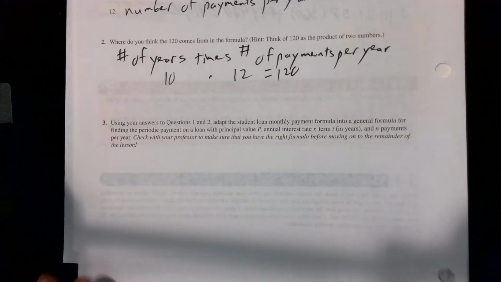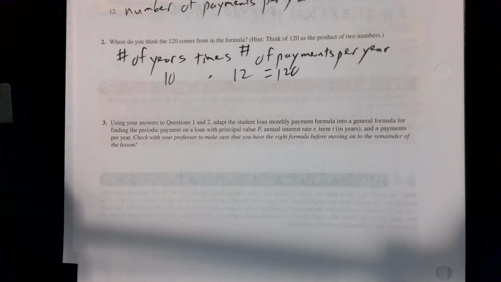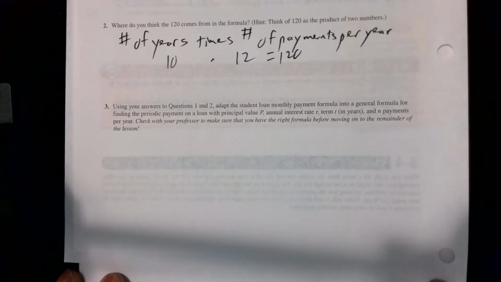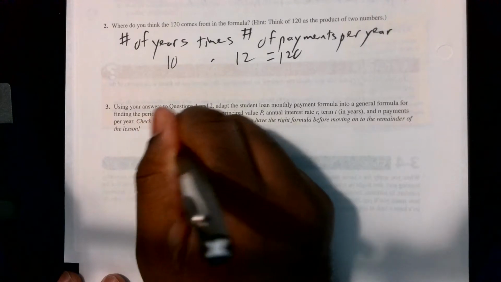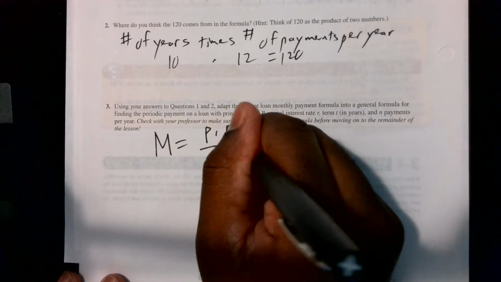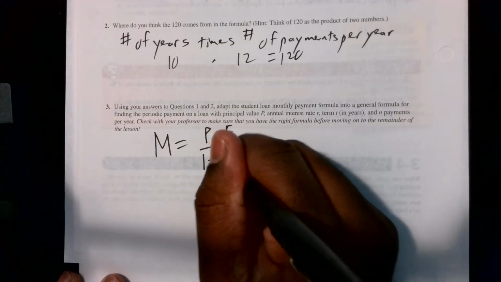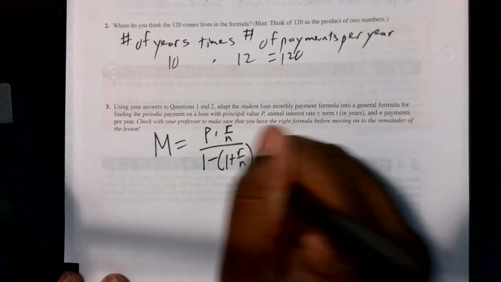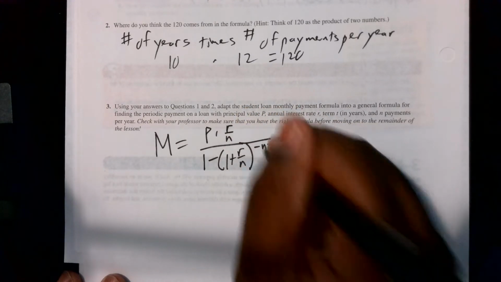Okay, now number 3. Using your answer to questions 1 and 2, adapt the student loan monthly payment formula into a general formula for finding the periodic payment on a loan with principal value P, annual interest rate R, term T in years, and N payments per year. Check with your professor to make sure that you have the right formula before moving on to the remainder of the lesson. This is the formula you should have. M is equal to P times R over N divided by 1 minus 1 plus R over N to the negative N times T.